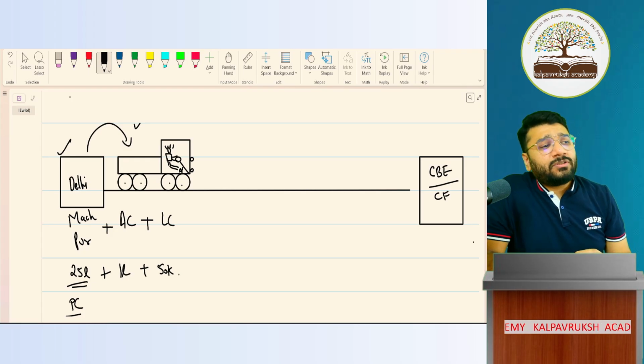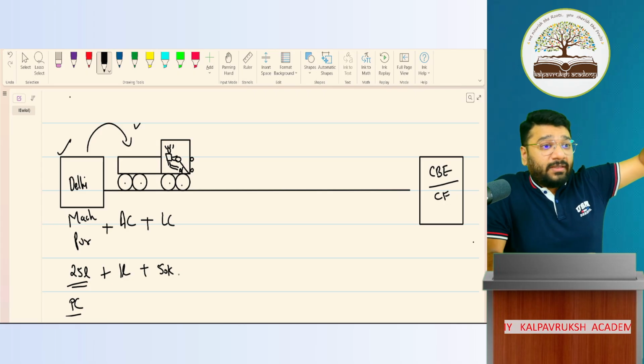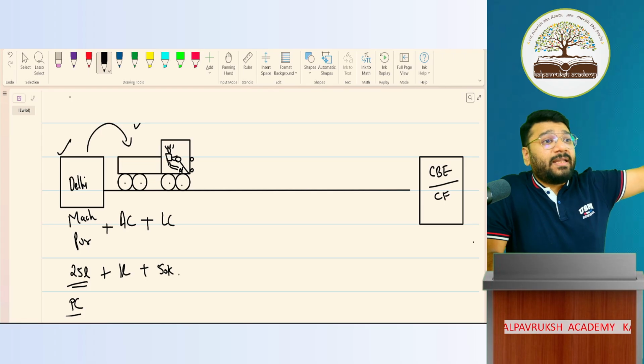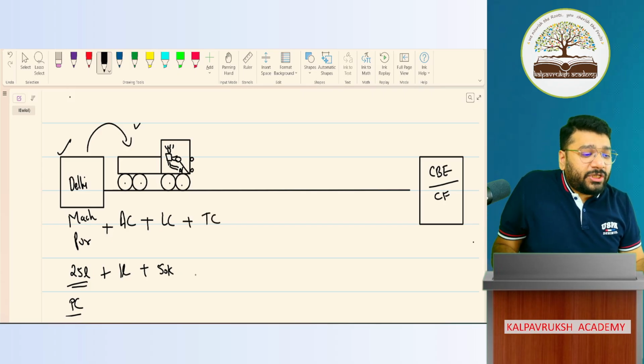Will it come free of cost? Will someone do free service for me? No, we have to pay him, boss. That is called transportation charges or freight charges. Carriage is almost within the city. For multiple cities, intercity, it is generally freight or transportation. So now the transportation charges for this is, let's say, 50,000 rupees.